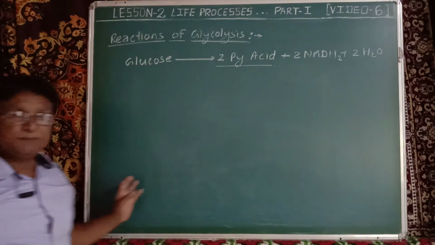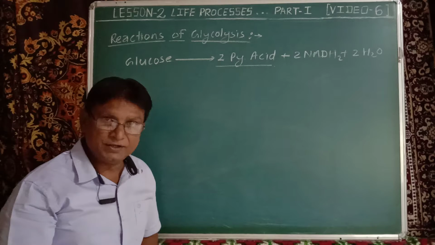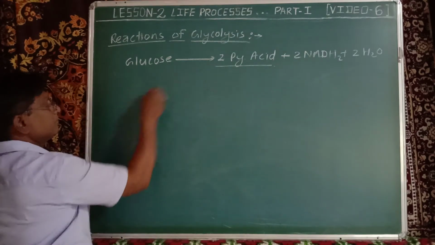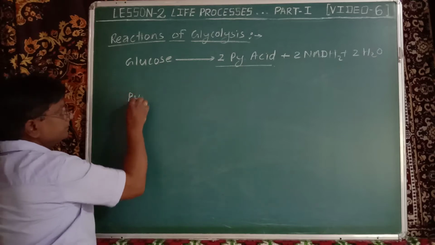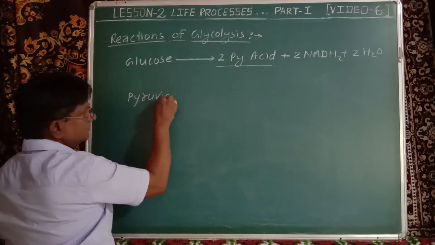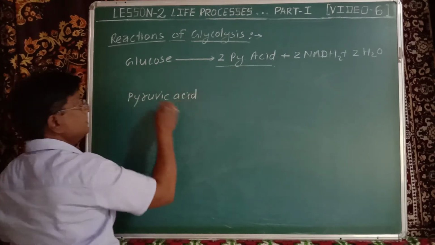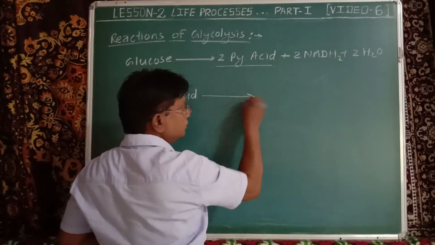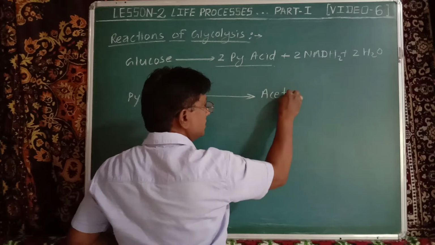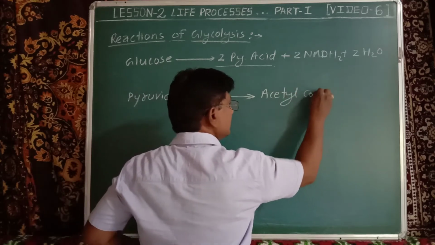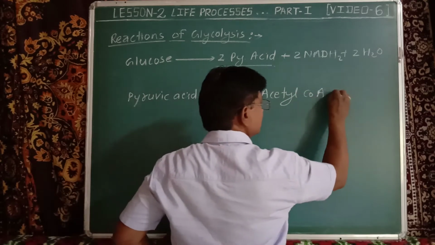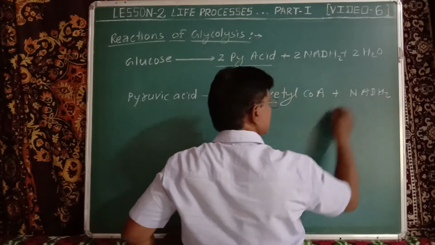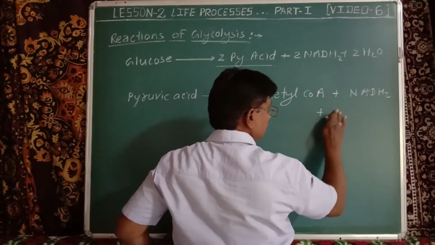Now, further this pyruvic acid undergoes acetylation, meaning formation of acetyl-CoA. That reaction, how do we write? Pyruvic acid gets converted, oxidized into acetyl coenzyme A plus NADH2 plus CO2.